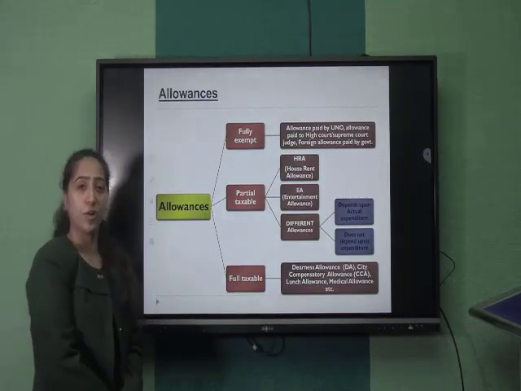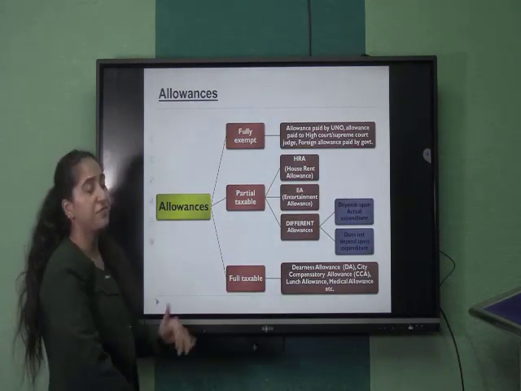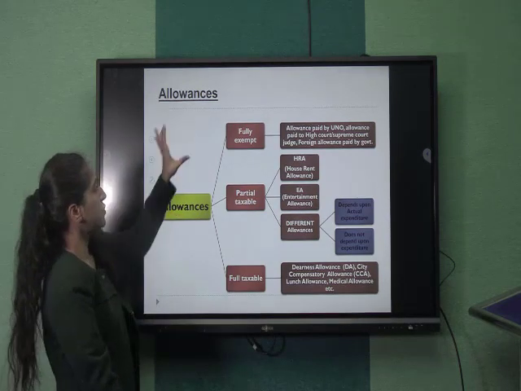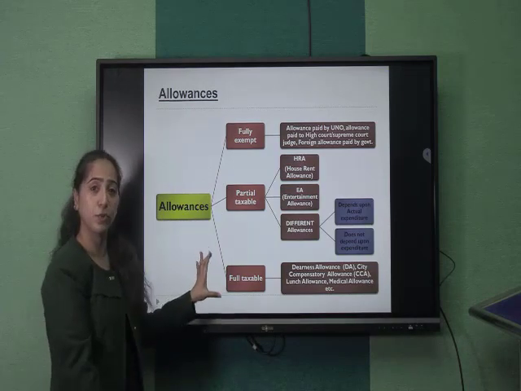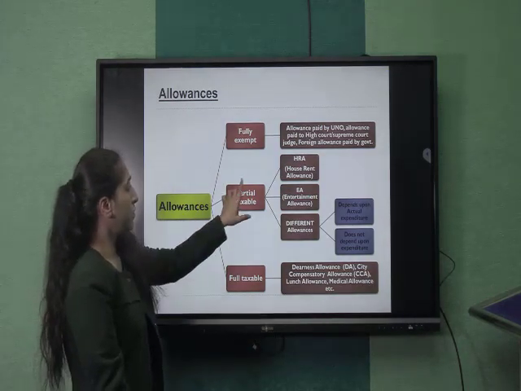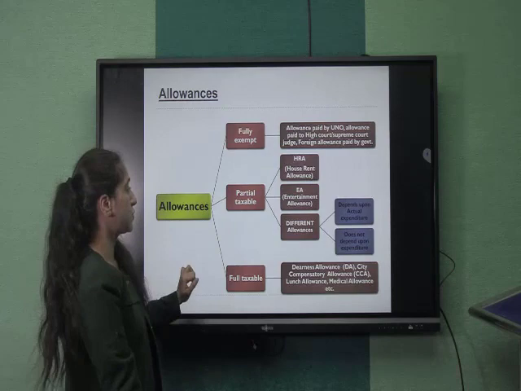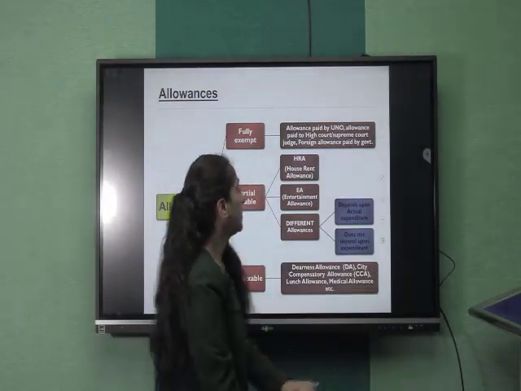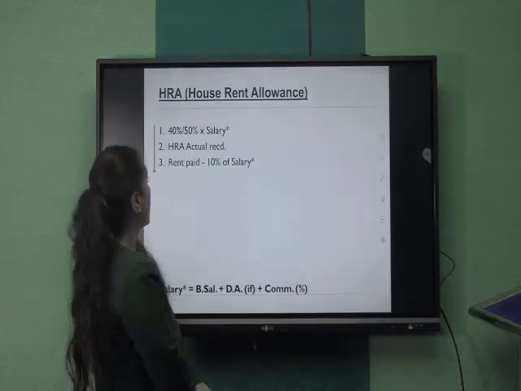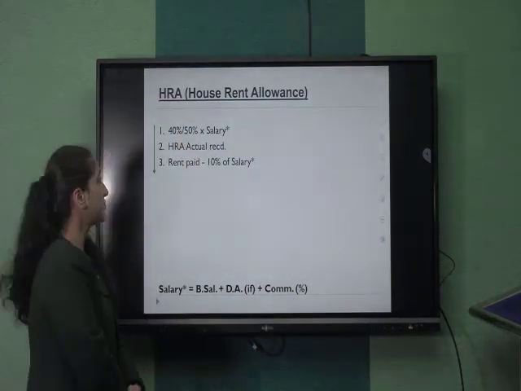Now we are going to talk about allowances. Allowances are of different types, out of which some are fully exempted, some are partially taxable and some are fully taxable. We are going to talk about partially taxable allowances today, which are HRA and entertainment allowance. Let us begin with house rent allowance firstly.